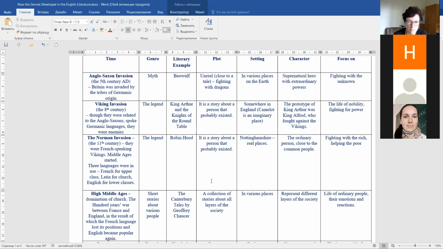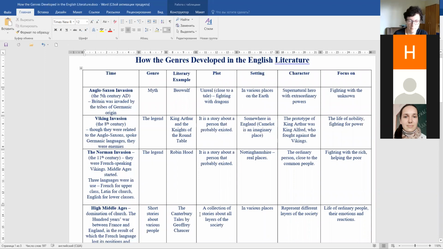The Norman invasion started in the 11th century. They were French-speaking Vikings. The Middle Ages started. Three languages were in use: French for upper class, Latin for church, English for lower classes. The main genre is the legend. The literary example is Robin Hood. The plot is a story about a person that probably existed.